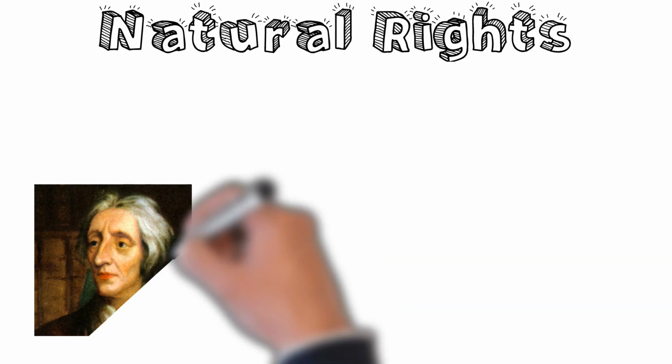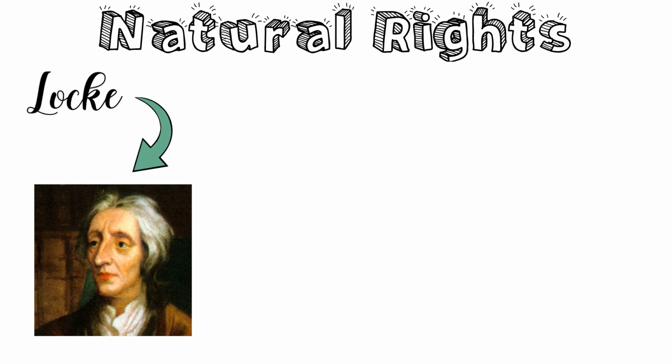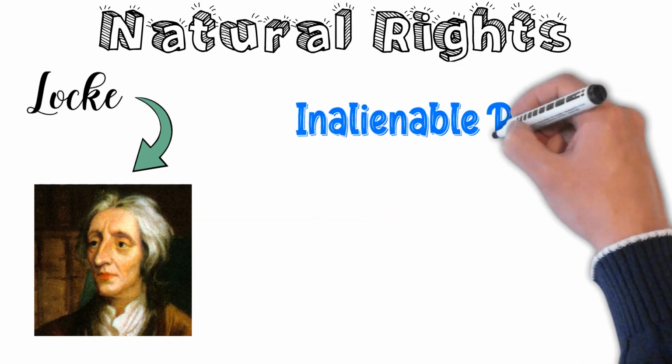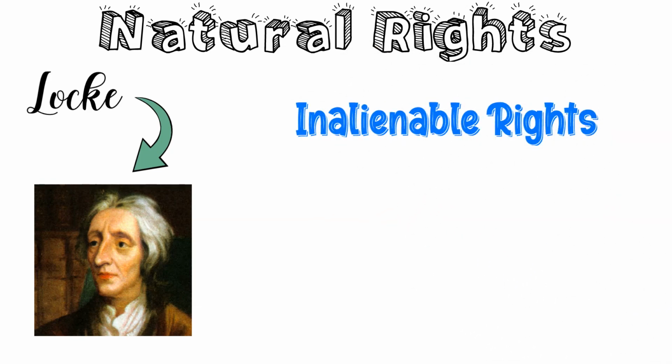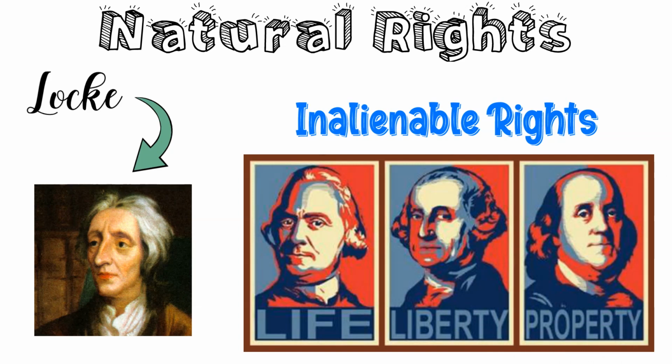Before we discuss natural rights, it's important to briefly talk about John Locke. Locke was an English philosopher who wrote his famous Second Treatise of Government in 1689. Locke wrote this at the time of England's Glorious Revolution, which overthrew the rule of James II. Locke claimed that all individuals are born with certain inalienable natural rights. These are rights that are given to us by God and can never be taken away. Locke claimed that among these natural rights are life, liberty, and property. Jefferson was strongly influenced by Lockean theory when he wrote the Declaration.